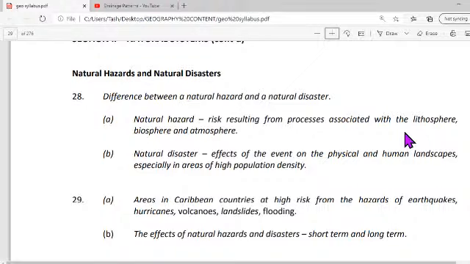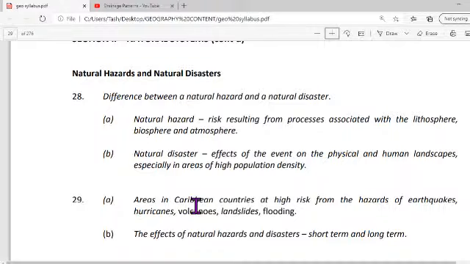For natural hazard, the syllabus asks you to look at risk resulting from processes associated with the lithosphere, biosphere, and atmosphere. When we look at those, well, we can look down here. Areas in the Caribbean or countries that are at high risk from hazards. So these are the hazards. Earthquake potential, hurricanes, all of us are, as well as the earthquakes, volcanoes, just some of our islands, landslides and floodings. So those are the hazards that are associated with the lithosphere, biosphere, and the atmosphere.